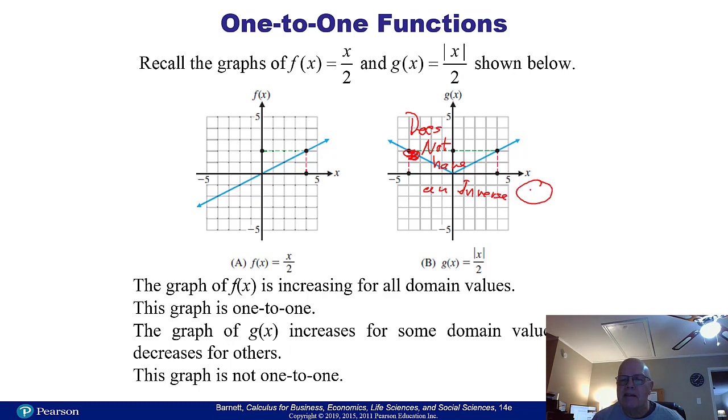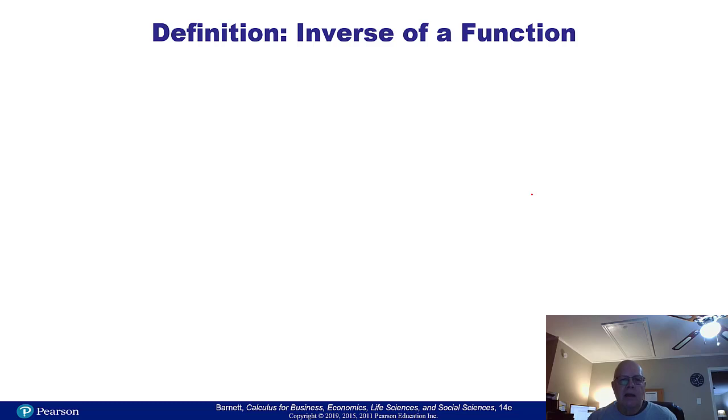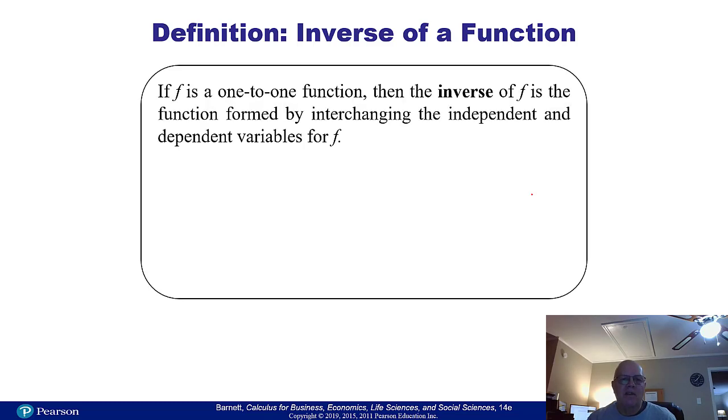And I think it's appropriate to put a frowny face on that, because having an inverse is very nice. So what is the inverse of a function? If it's 1 to 1, then it has an inverse. And it's formed by interchanging the independent and dependent values.